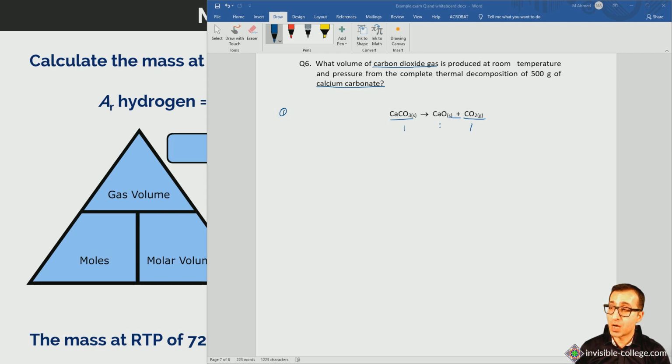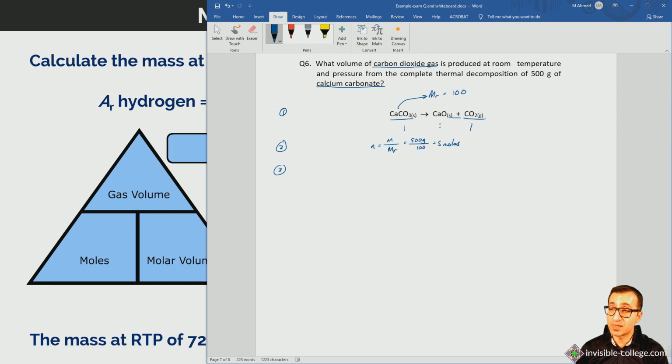We have a mass of calcium carbonate, and we have a periodic table available to us, so we can calculate the relative formula mass of calcium carbonate, which we calculated before. It's 100. And so we can now calculate the number of moles of calcium carbonate, and this is our step 2. So number of moles is equal to the mass divided by the relative mass. We have 500 grams. We're dividing by a relative mass of 100, so this gives us 5 moles. This is the number of moles of calcium carbonate that we're starting with.